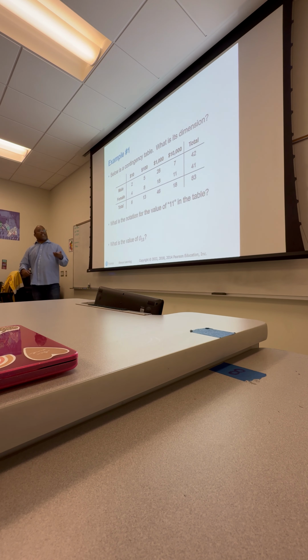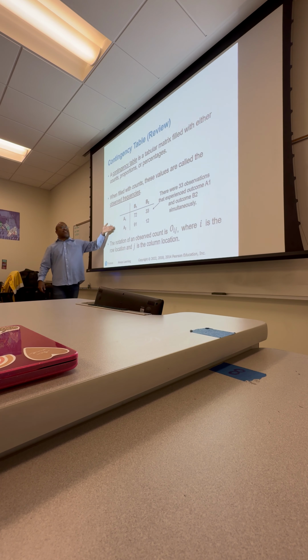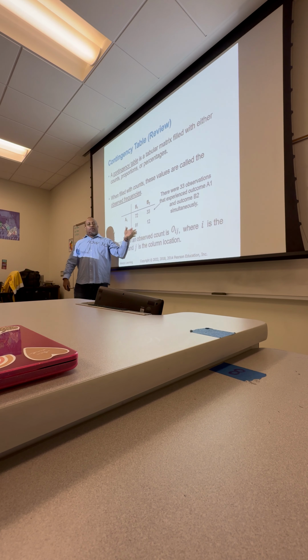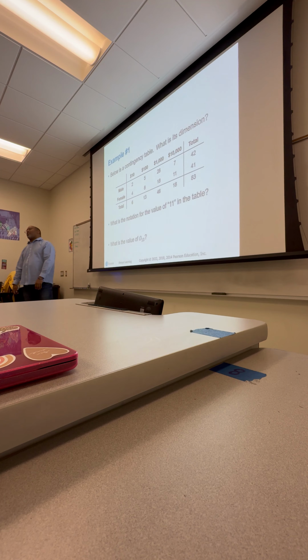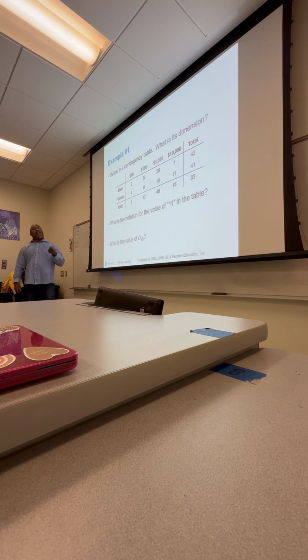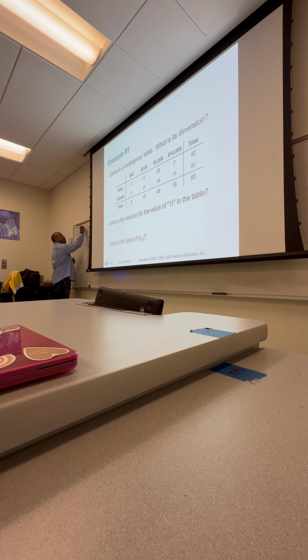Take a look here. Who said that we had to have a 2 by 2? This, by the way, is a 2 by 2 contingency table. 2 rows, 2 columns. Take a look here. How many rows are in that contingency table? 2 by 4. So the dimension of that contingency table is 2 by 4. The way we'll write that is, so the dimension of that contingency table would be 2 by 4. Is everybody with me so far?